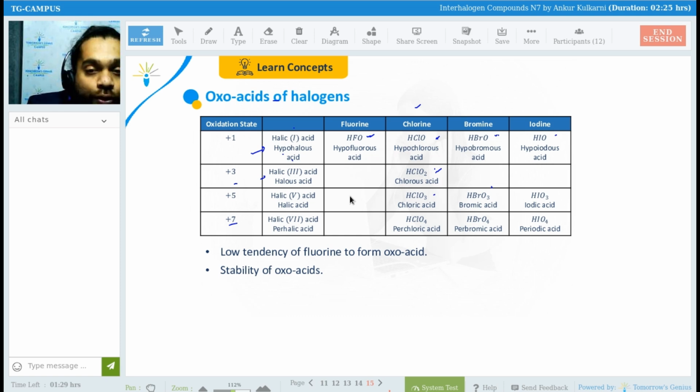Okay. So if you notice, fluorine. Sir, yes, Anthony. Sir, can you explain +3 and +5 again, sir? Yes, I am coming to that. I'll take the example. So look over here, everyone.